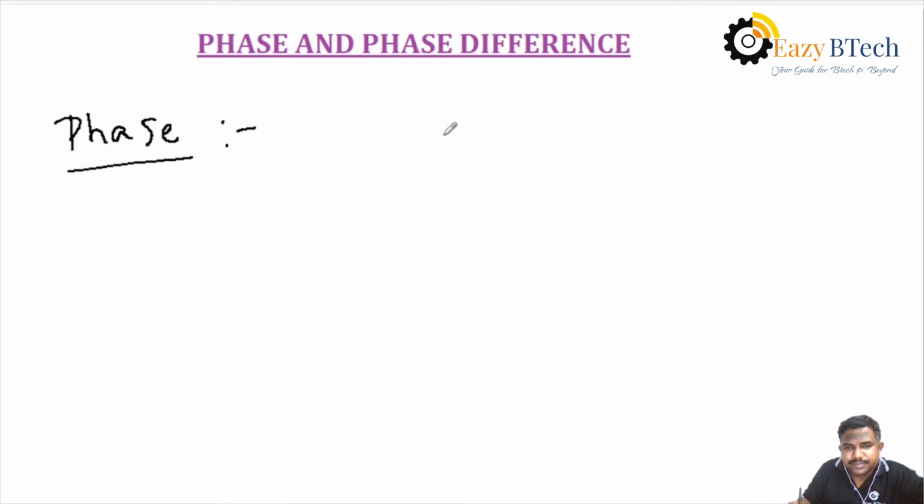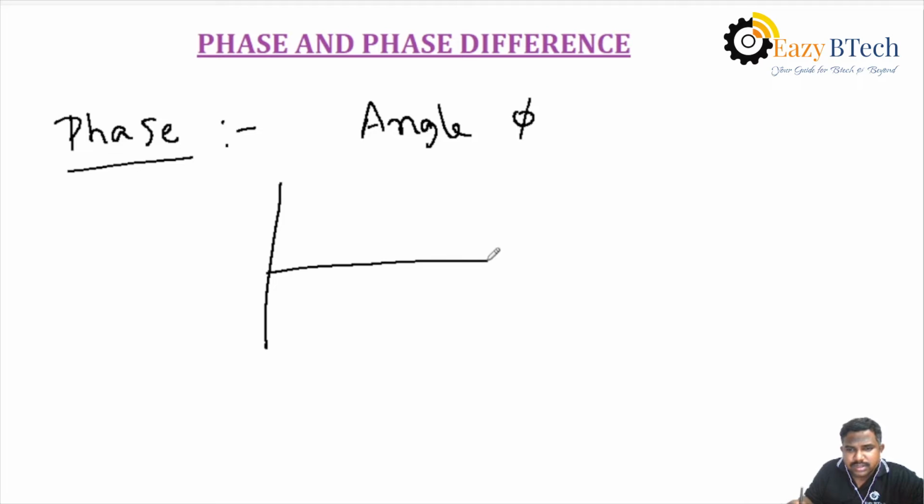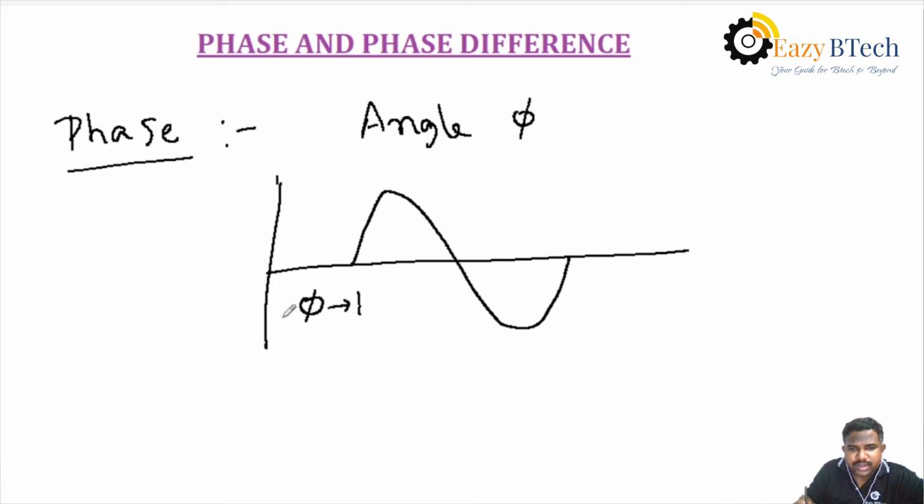The phase means it is called an angle phi of an alternating quantity which has traversed the distance from the origin. For example, if the waveform is like that, then this is called angle phi. The distance of the waveform which is traversed from the reference origin on the x-axis, that is called the angle phi.